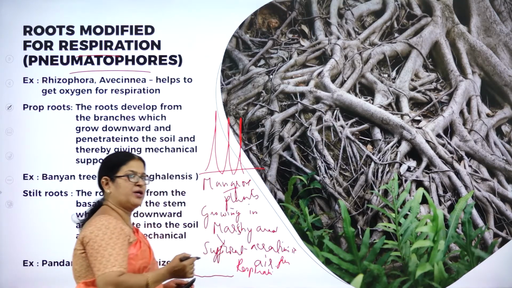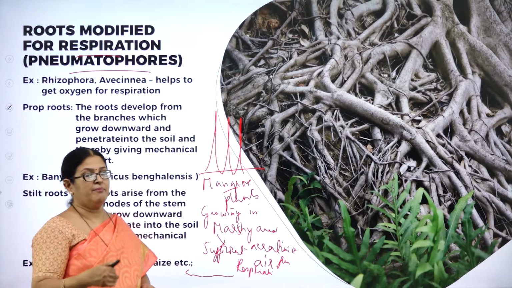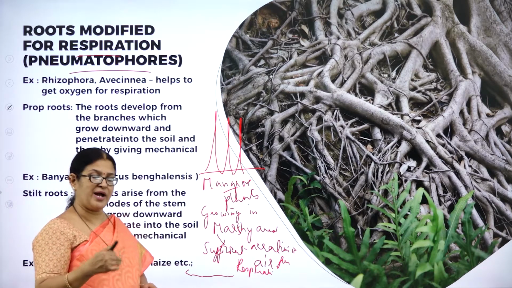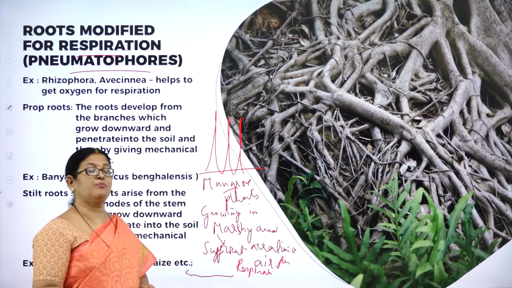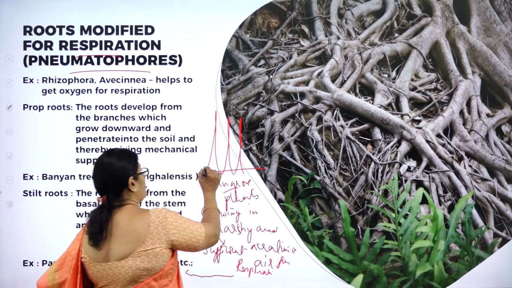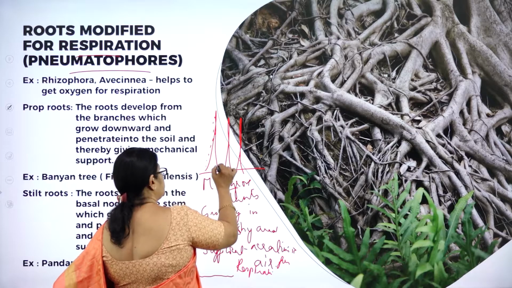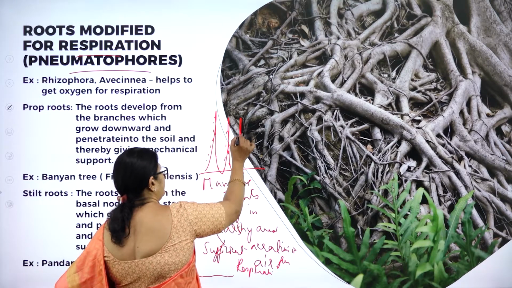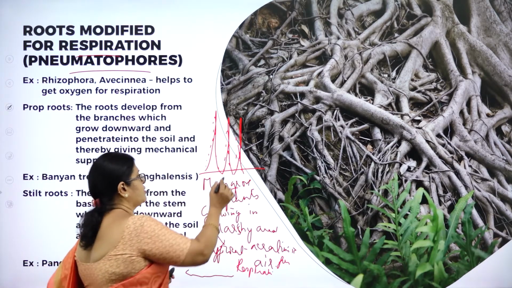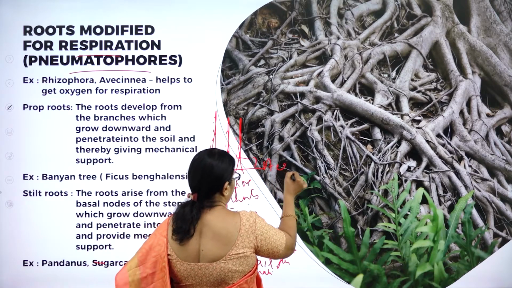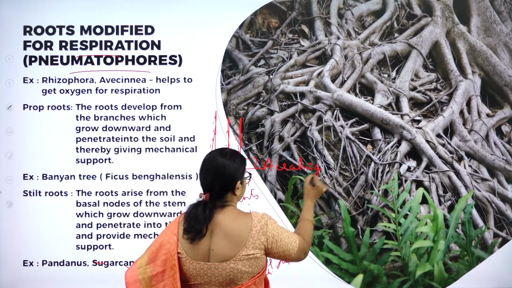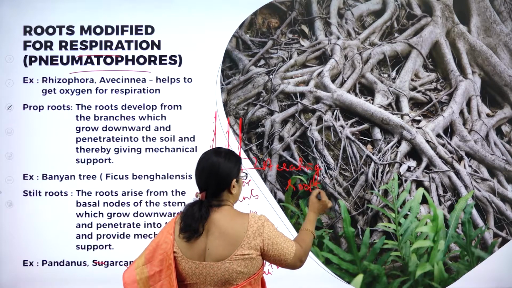Usually we have come across roots growing underground, but in this case you can find that in pneumatophores the roots will grow above the soil and they have small pores. I'll show it to you all in the coming slide. Such roots are called aerating roots.